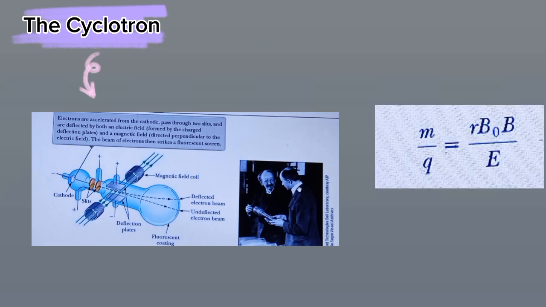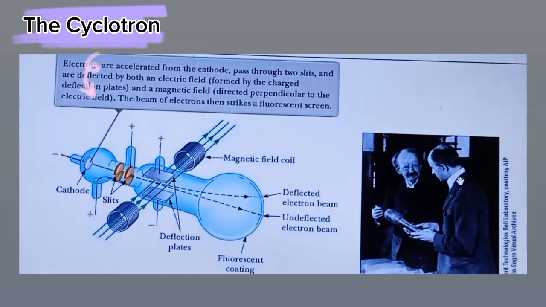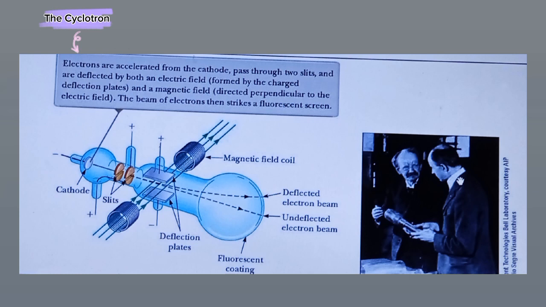Electrons are accelerated from the cathode, pass through two slits, and are deflected by both an electric field formed by the charged deflection plates and a magnetic field directed perpendicular to the electric field. The beam of electrons then strikes a fluorescent screen.